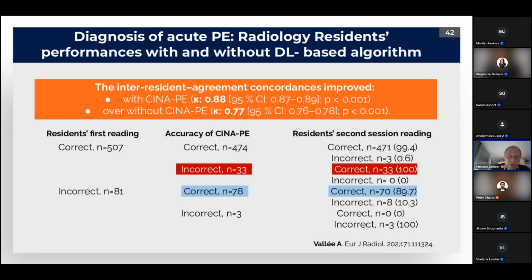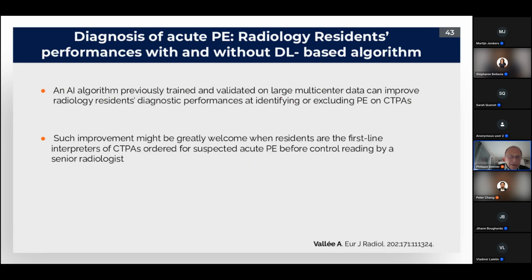So in conclusion of this study, we can say that an AI algorithm previously trained and validated on large multi-center data can improve radiology resident diagnostic performances at identifying or excluding PE on CTPAs. Such improvements might be greatly welcome when residents are the first-line interpreters of CTPAs ordered for suspected acute PE before controlled reading by a senior radiologist.